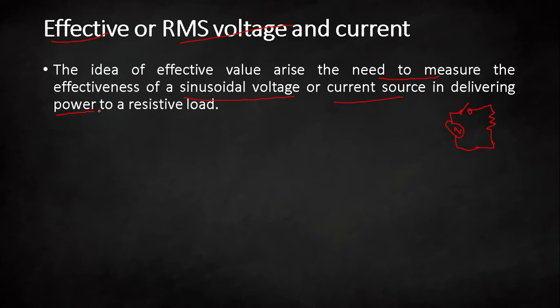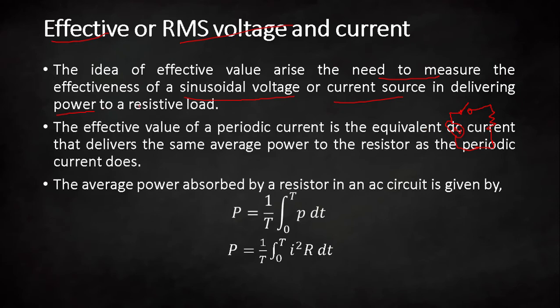Here we are dealing with sinusoidal voltage and current sources. In case of a DC source, we are okay. Let me briefly introduce what RMS voltage is. The effective value or RMS value of a periodic current is the equivalent DC current that delivers the same average power to the resistor as the periodic current does.